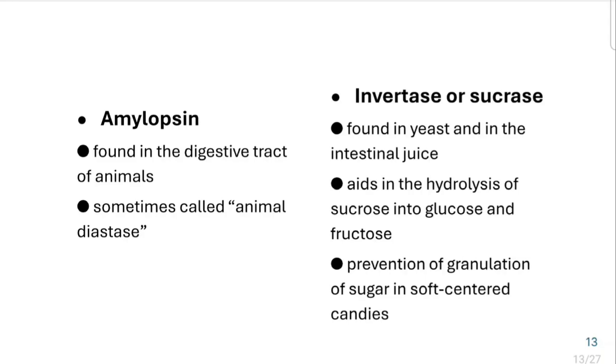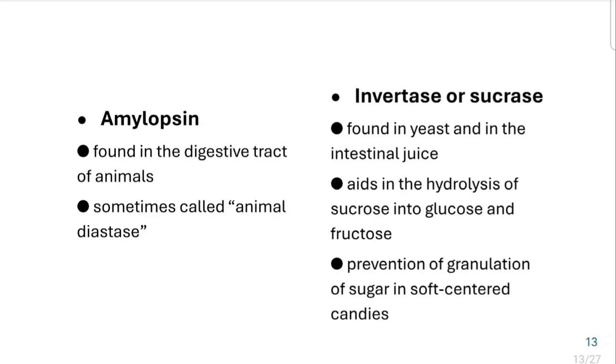Next is your amylopectin. Amylopectin is found in the digestive tract of animals, and this is also called your animal diastase. Same with your amylase, it degrades your carbohydrates into simpler form, from polysaccharide into mono or disaccharide. Then you have your invertase or sucrase.